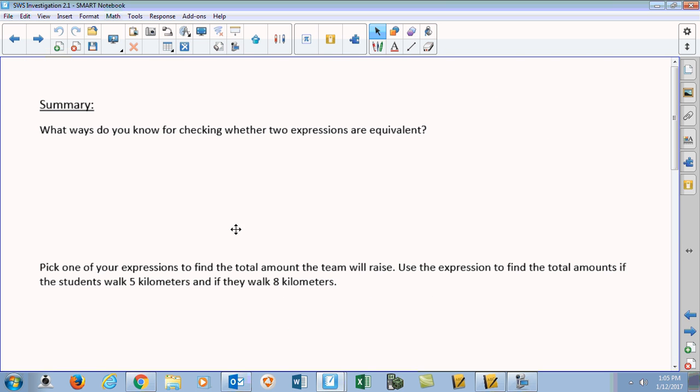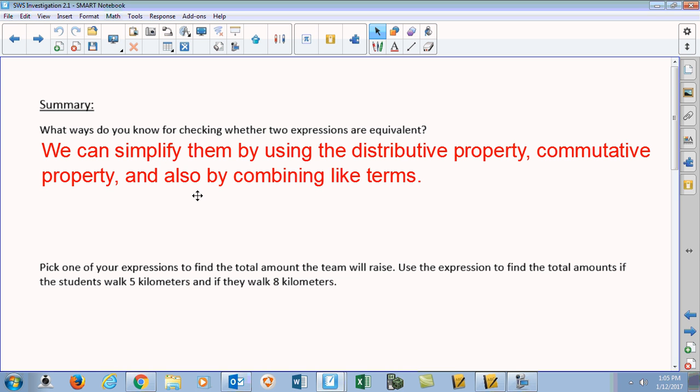Heading over to the back side of the sheet, we talk about ways that we can simplify expressions and how we know they're equivalent. We can simplify them by using lots of different methods: the distributive property, the commutative property, and also combining like terms.